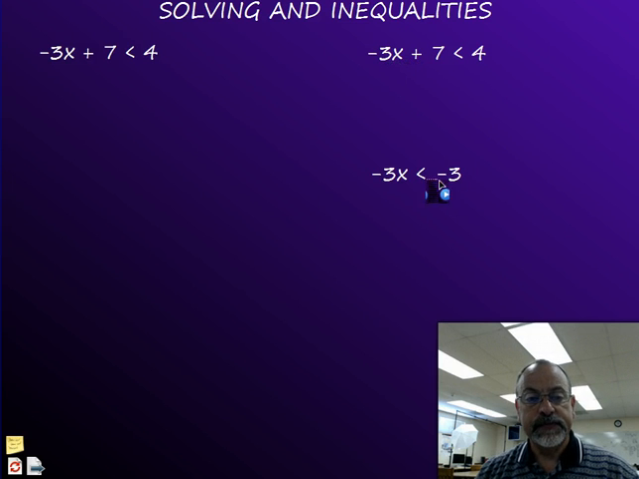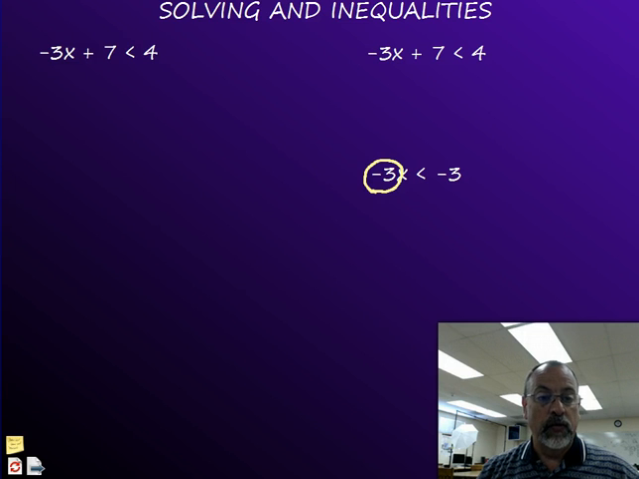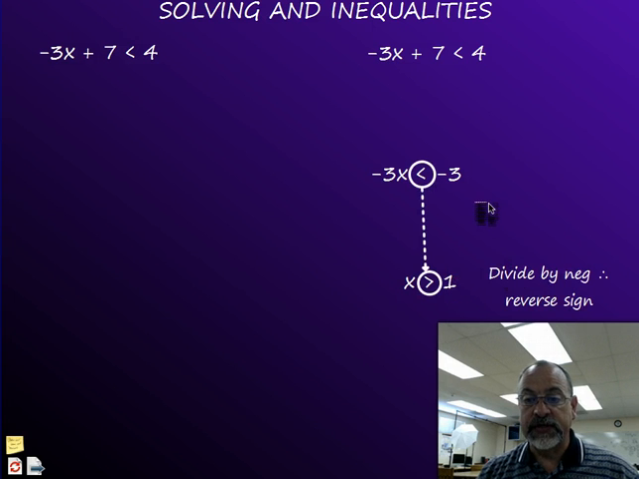That gives me this. Now I'm going to divide, and notice that the number I'm dividing by is negative 3. Because that number is negative, I'm going to need to reverse the inequality sign when I do it. So I go ahead and do my division, and notice that I reversed the inequality sign. Here it was like this. Then because I divided by negative 3, it changes to this. So my answer is x is greater than 1. That's the only rule you have to remember.